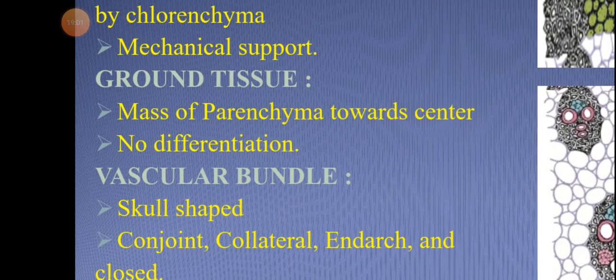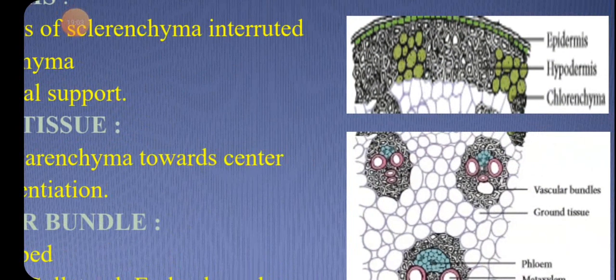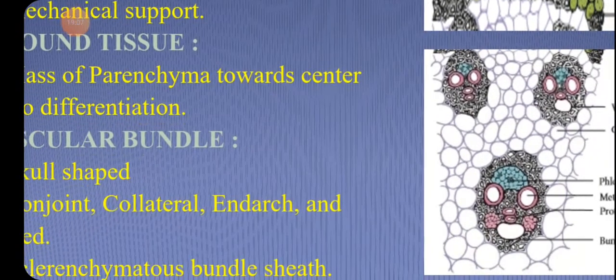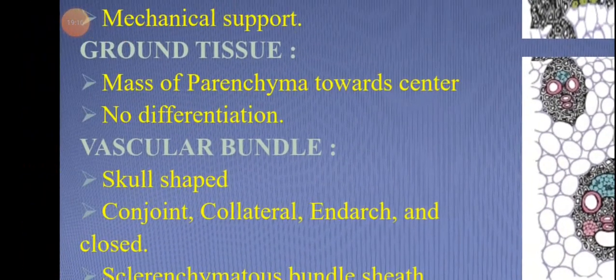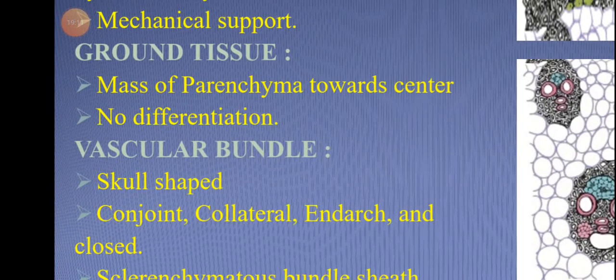Okay, then ground tissue. Below the hypodermis, in the ground regions, a mass of parenchyma cells is present towards the center. Here there is no differentiation. In the dicot stem we saw some differentiation: cortex, endodermis, pericycle, pith. Unlike the dicot stem, here there is no differentiation of cortex, endodermis, pericycle, pith. So all the ground tissue is made up of parenchyma cells only.